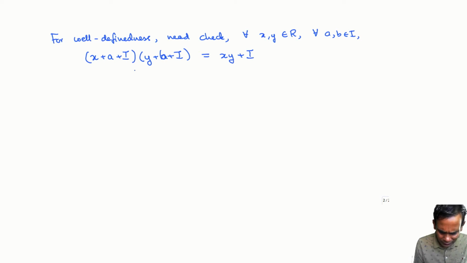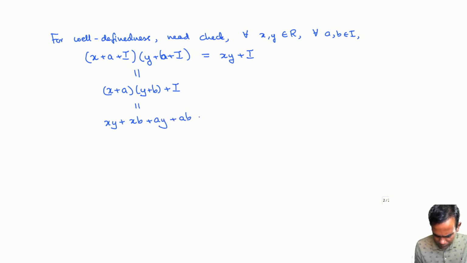But let's look at this left hand side. So this by definition is x plus a times y plus b plus I. But that is xy plus xb plus ay plus ab plus I. Now this ab is in I because a is in I, and a multiplied by anything in R is still in I. This ay is also in I because a is in I, so ay is in I. Similarly, xb is in I because b is in I, so xb is in I. So these three terms are in I, and so they get absorbed in here. So this is just equal to xy plus I, which is what we wanted.